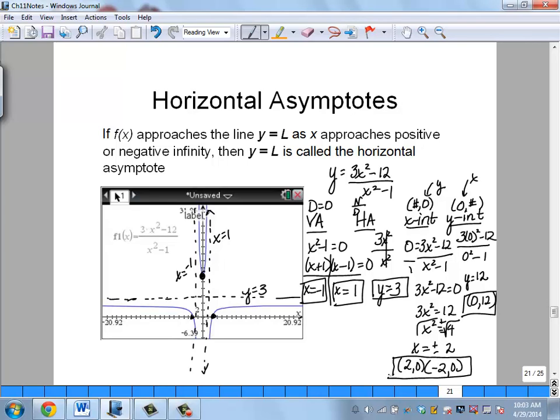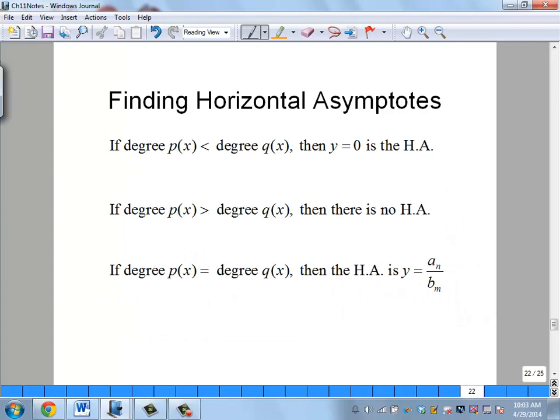Now, not every rational function is going to have all of this. It might have all, or it might have some. I just wanted you to see that I picked one that had everything. Okay? So here are the 3 cases I keep talking about. This is finding the horizontal asymptote. So I'll give you an example with each one.